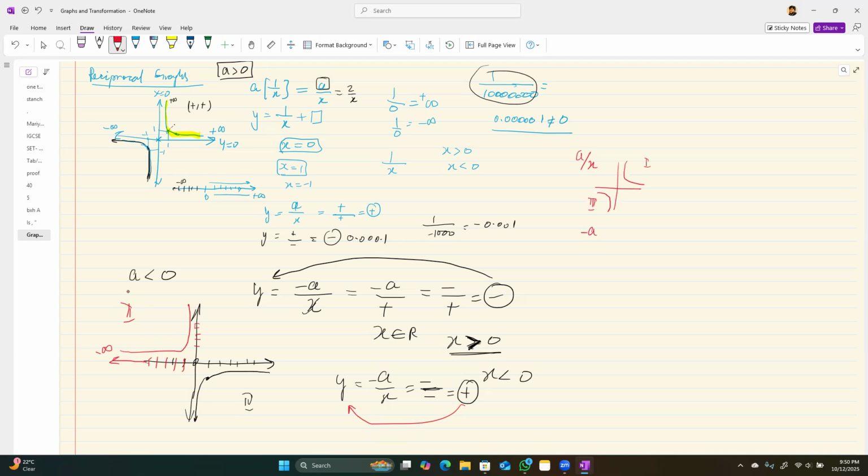And when we have minus a over x, it means my a value is negative, then my graph will look more like this and this, in the second quadrant and the fourth quadrant. So this is a reciprocal graph, and I hope that makes it very clear for you.